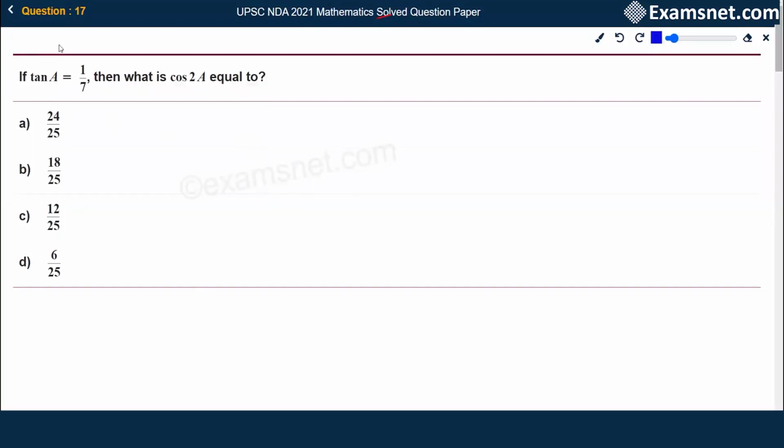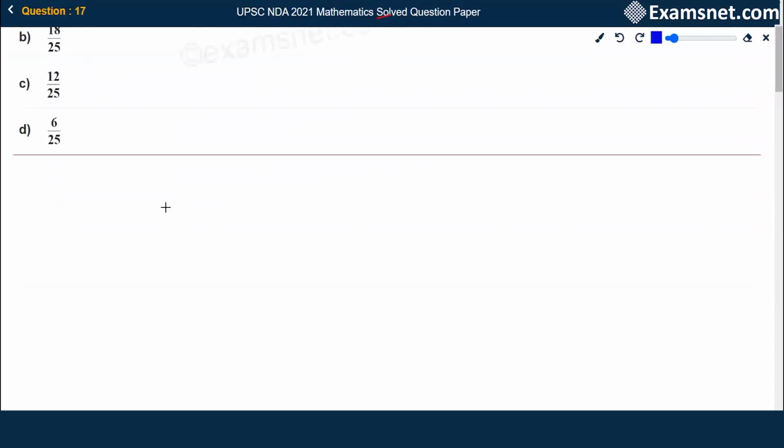Question number 17: given that tan A equals 1 by 7, what is cos 2A equal to? There is a relation between cos 2 theta and tan theta. In the trigonometry formula, we know that cos 2 theta equals (1 minus tan square theta) by (1 plus tan square theta). So in this equation, we put the value of A in place of theta.